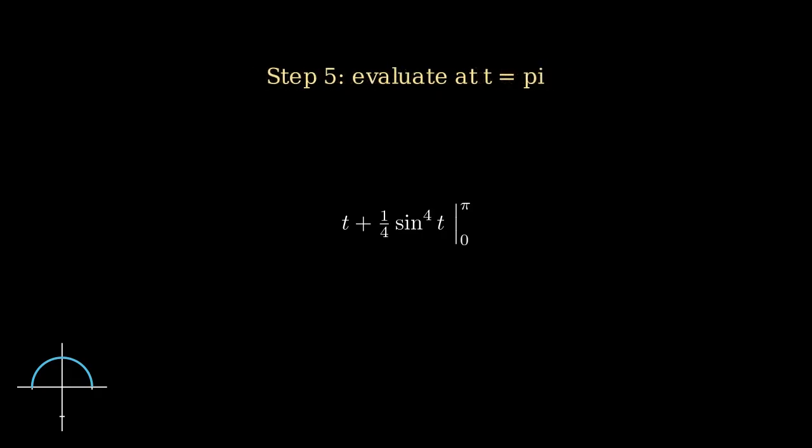Step 5. Evaluate this antiderivative from 0 to pi. At the upper limit, t equals pi. We get pi plus 1/4 times sine of pi to the 4th power. Since sine of pi is 0, that whole second term vanishes, leaving just pi.